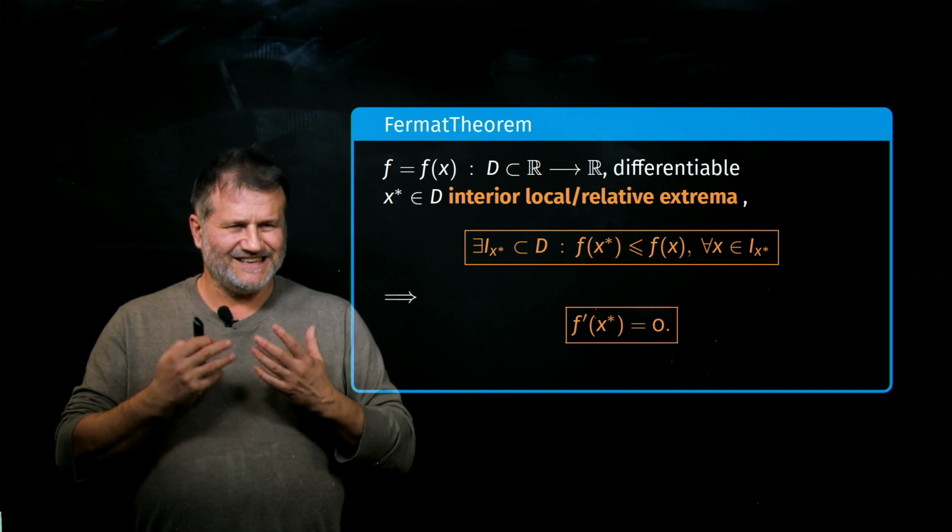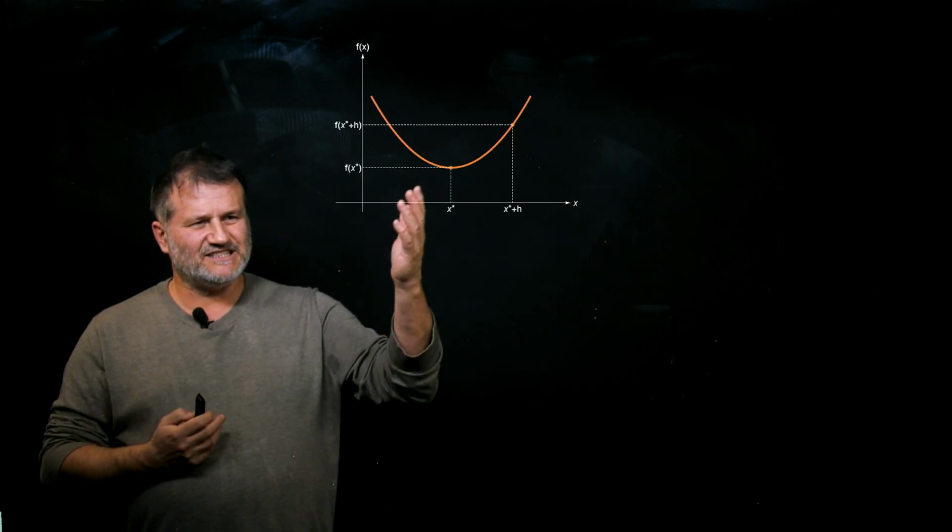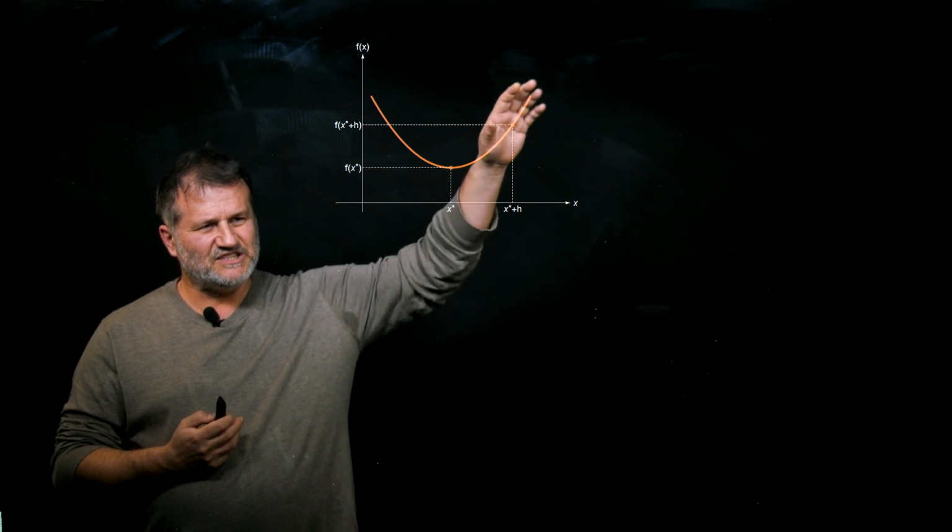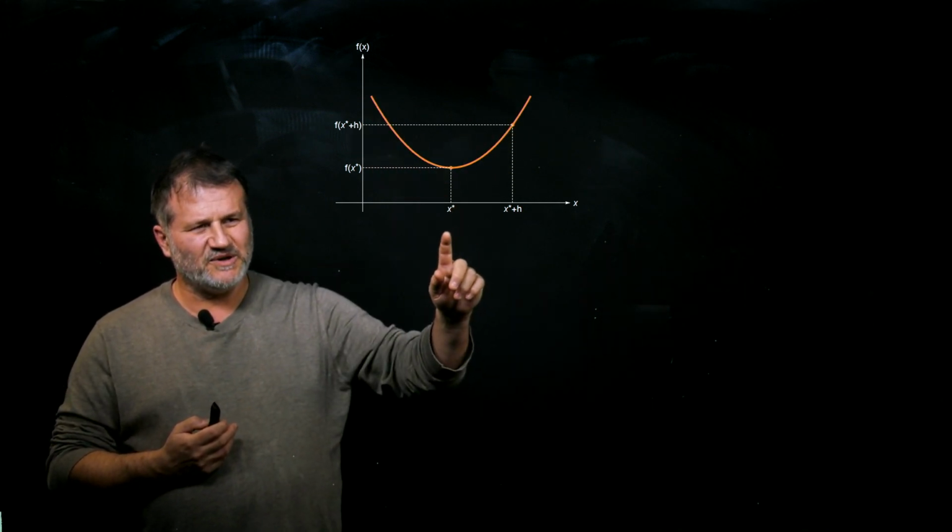Now, the proof of this is easy because we can see with a figure. Imagine this is the situation. We have a minimum at point x star.